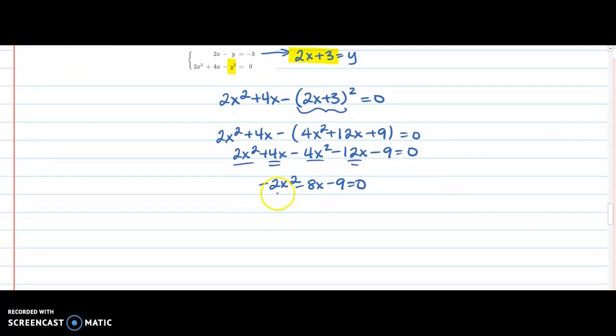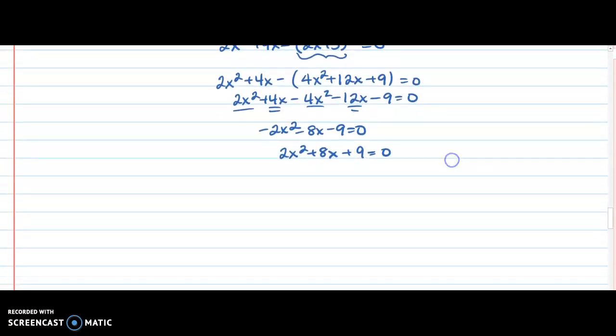To make this slightly easier on myself, I'm going to multiply through on both sides by negative 1 to get a positive expression on the left. Just makes it easier to solve the quadratic. Now I know this quadratic is not going to factor because 2 times 9 is 18. There are no factors of 18 that add to 8. So I'm going to jump to the quadratic formula. Negative 8 plus or minus the square root of 64 minus 4 times 2 times 9, all over 2a, 2 times 2.